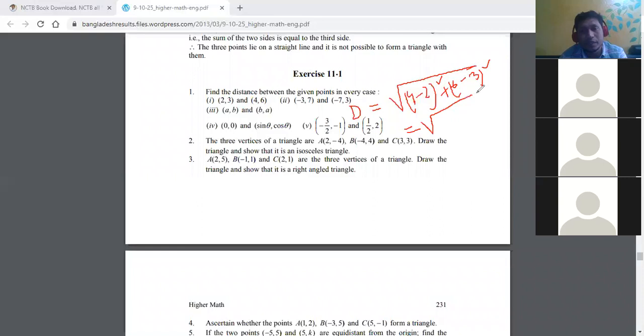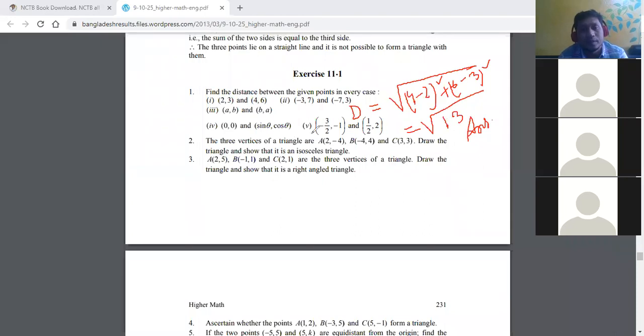We have applied the formula: root over difference of x square plus difference of y square. We need not use the plus minus sign because either can be written first, as there is a square outside the bracket. So 2 square plus 3 square, that is 4 plus 9, root over 13. So this is the answer.